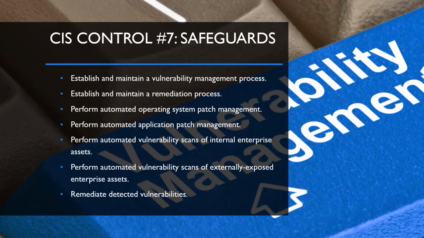Another safeguard is establishing and maintaining a remediation process. So yes, we identify vulnerabilities, but how are we remediating that risk? Now, that could be patching, that could be adding additional security controls, that could also be accepting a certain level of risk. It really depends on the organization. Performing automated operating system patch management, as well as automated application patch management. So again, as much as we can automate things, we want to.